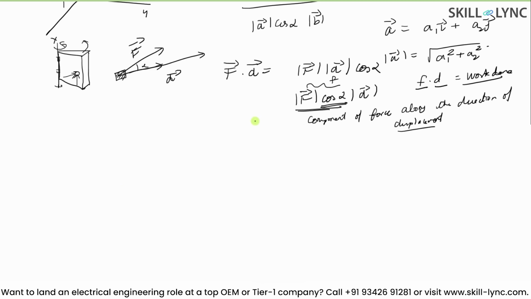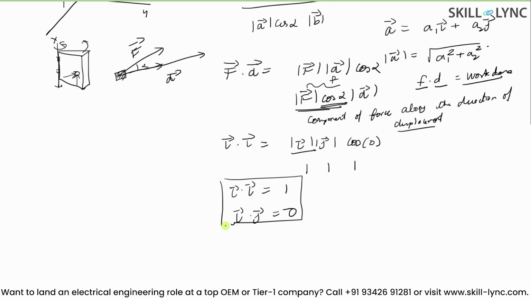A few rules about a dot product. What is the dot product of i vector dot i vector? It's the magnitude of i vector, times the magnitude of i vector, times cos of the angle between i vector and i vector, which is 0. Cos 0 is 1, and the magnitude of i vector is 1. So in other words, i vector dot i vector is 1, and similarly i vector dot j vector is going to be 0. These are important concepts that you need to remember.